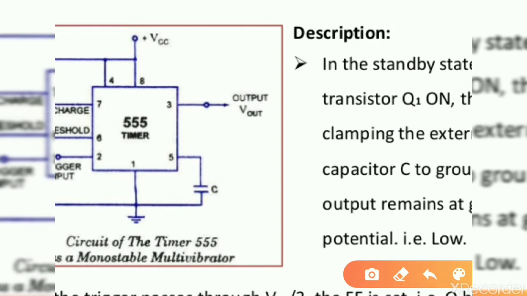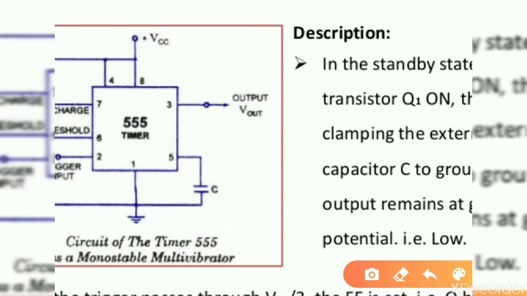It consists of a voltage divider network, comparators, and a flip-flop. These are the three main important components of the IC 555 timer: one is the voltage divider network, two is the comparators, and three is the flip-flop. To make the IC 555 timer work as a monostable or astable multivibrator, we need some external connections, which we are explaining here.